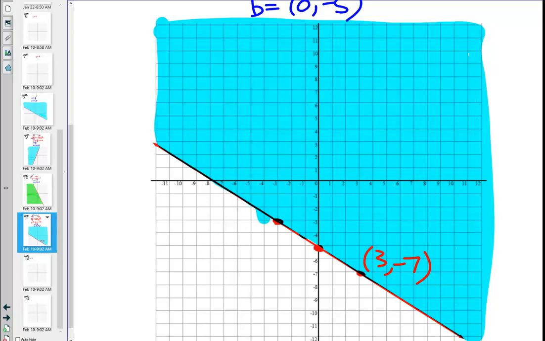No, 3, negative 7 means 3 to the right and 7 down. Hold up, 3 to the right and 7 down? Oh, that is right. So is it part of the solution or not? Yes, because it's a solid line. Good. That's exactly right. It's a solid boundary.